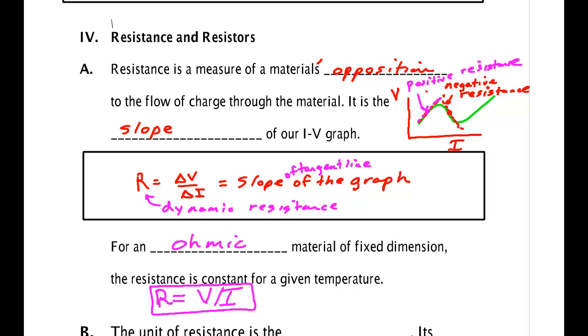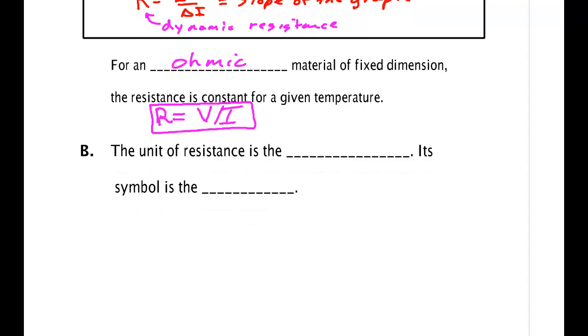Now the unit of resistance is obviously a volt divided by an amp. And an amp is a coulomb per second, and a volt happens to be a joule per coulomb, and so on and so forth. We gave it a name. We give Mr. Ohm his credit. So the unit of resistance is called the ohm, and its symbol is omega.